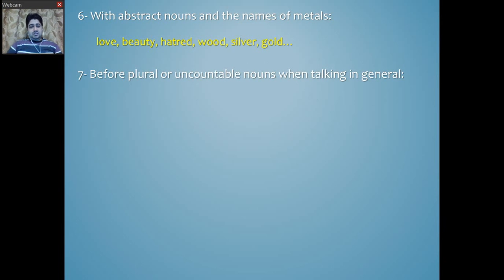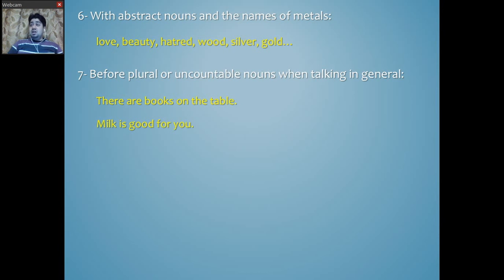Seven, the last one, before plural or uncountable nouns when talking in general about them. So for example, we say there are books on the table. They are in general. Okay, any books, but yet they are plural. We don't have only one book, we have books. So in this case, the two conditions should be there, by the way: they are plural, or uncountable. Here let's stick to plural. Plural plus we're talking in general. Okay, we don't need any article.